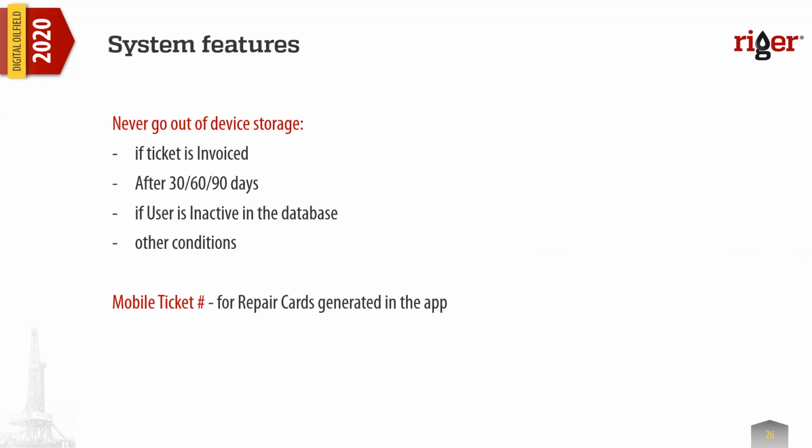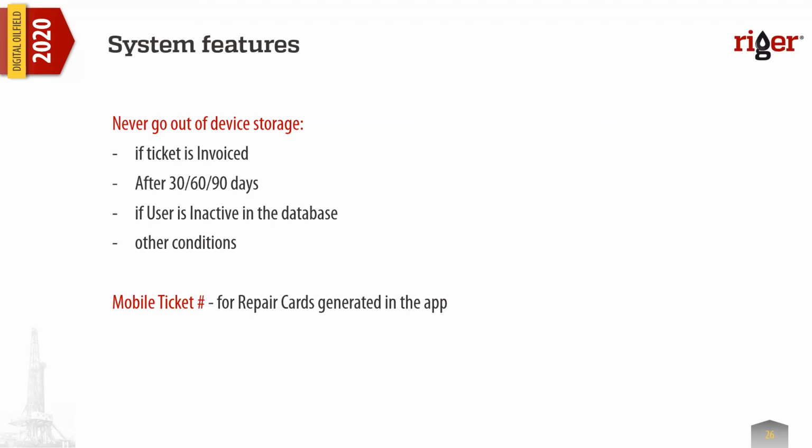Another condition is if a user gets inactive status in the database. For example, if the field technician gets fired and shouldn't work with the database anymore, you as an admin of the database can set him as inactive. In this case, all the tickets will be hidden from his mobile device, so he will not see them anymore. We can also consider other conditions if you prefer to set something else, so just reach out to us and we will discuss this.